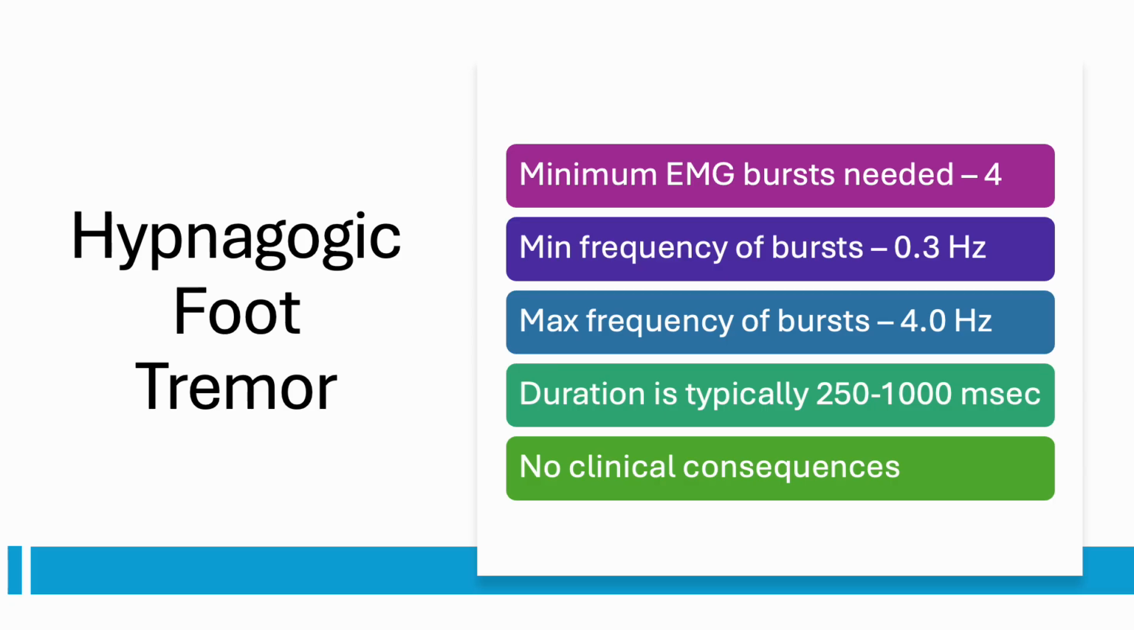Hypnagogic foot tremor means moving the feet while falling asleep. To qualify, there have to be at least 4 EMG bursts with a frequency range of 0.3 to 4 hertz. These bursts usually last between 250 and 1,000 milliseconds. There are no clinical consequences that we know of for this.